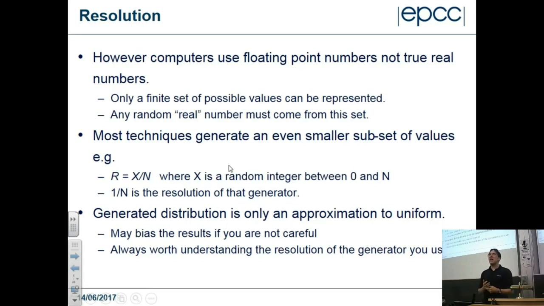So that means the generated distribution is not uniform, it's only an approximation because you're only sampling at particular points. This may bias the results. It's one of these things that you can worry about too much or too little, but it is worth understanding the resolution of the generator you use. You need to look at the random number generator which you use and know what its resolution is.